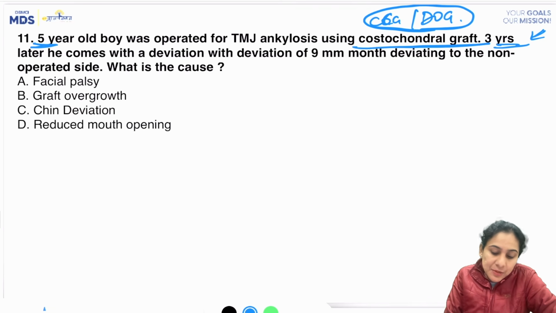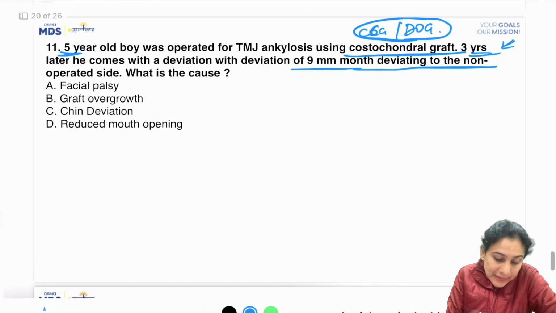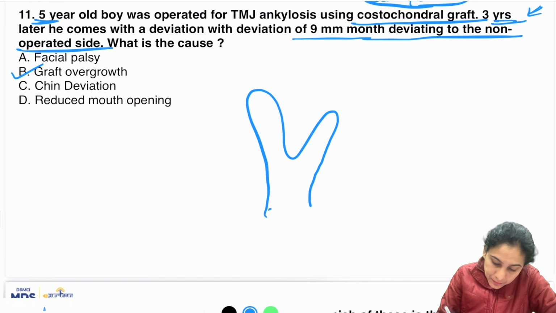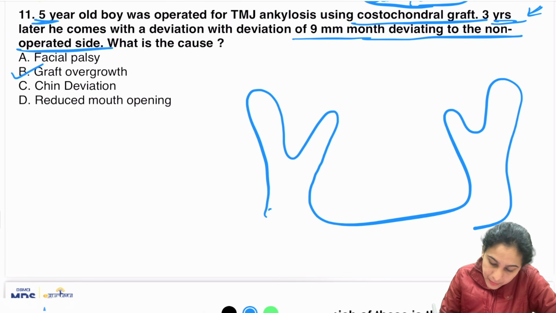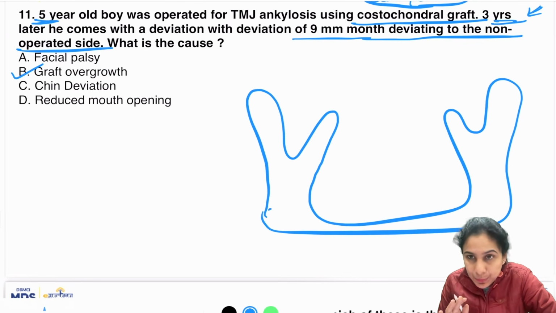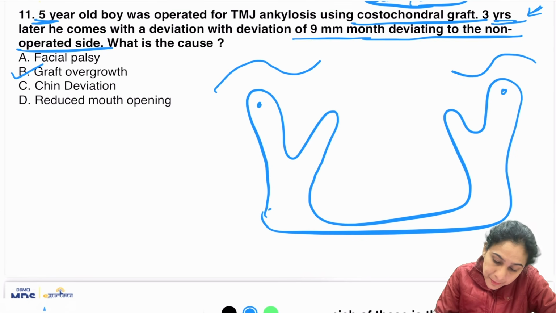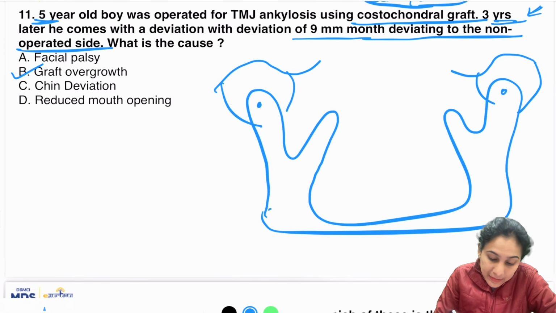Okay. He comes with a deviation of now some mm, deviating towards the non-operated side. Now, what is the cause? Definitely the cause is graft overgrowth. Okay. Understand this very nicely. This is a normal mandible, with normal condyles. Okay. This is the glenoid fossa. And this is the temporomandibular joint made by the condyle and the temporal bone, right?